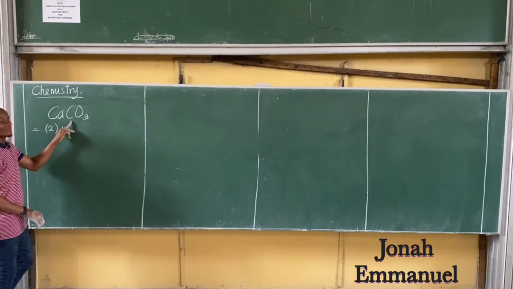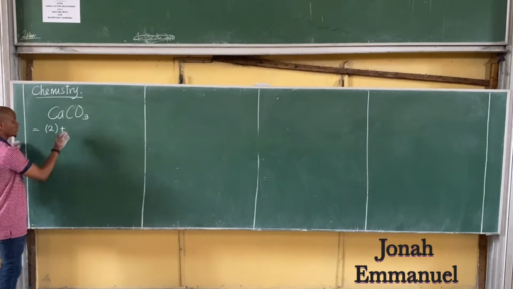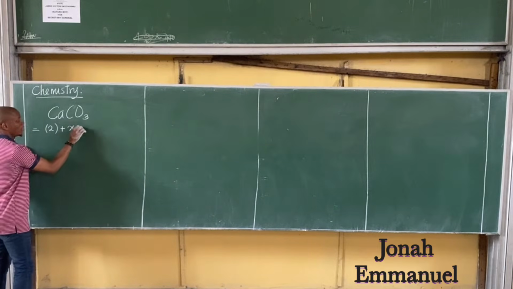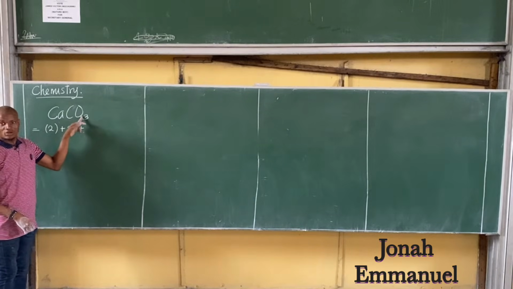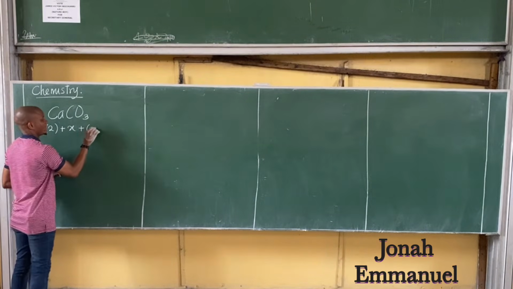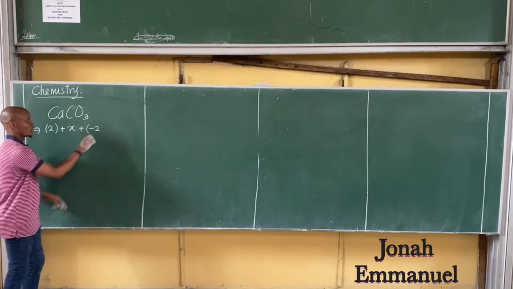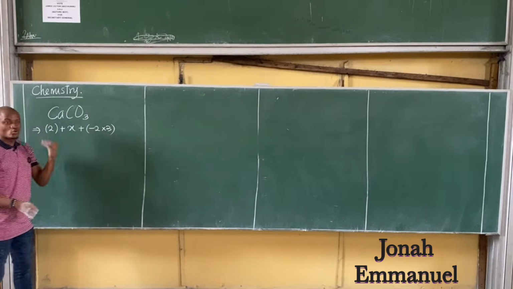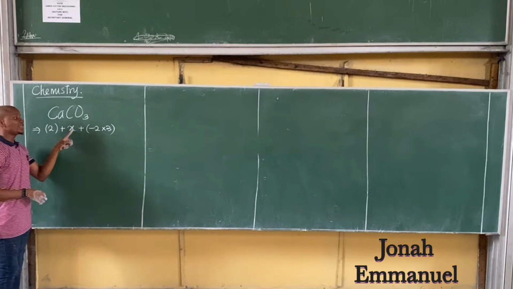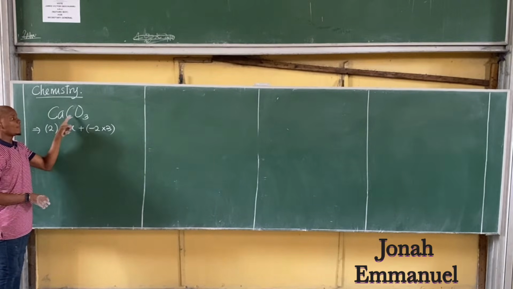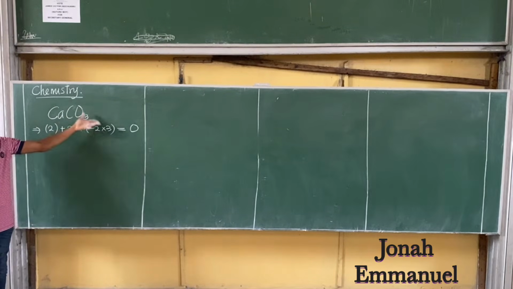Plus, this becomes my oxidized element, assumed to be an unknown, so it becomes X. Plus, next up, I have oxygen. For oxygen, what do you have? Minus 2. If I look at this case, how many atoms of oxygen do you have here? It becomes times 3. Check your rules for assigning oxidation number. We said that the sum of the individual oxidation numbers of a compound is equal to 0. It's not an ion. The compound is equal to 0.